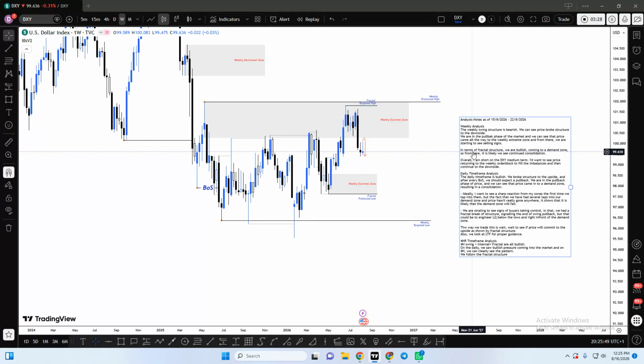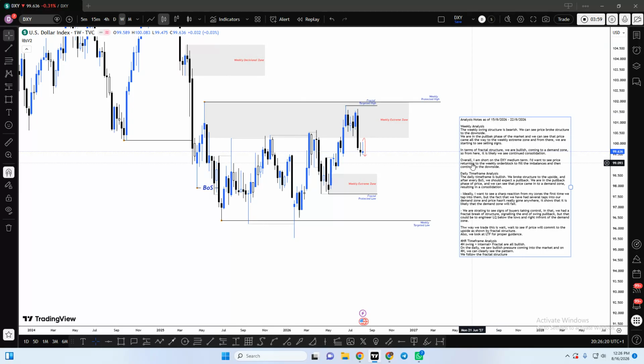So here I'm just saying in terms of fractal structure, we are bullish coming into a demand zone. So from here it is likely to see a continued consolidation. The reason I'm saying that is because we are kind of sandwiched between this zone, which is the supply zone, and this demand zone, which is not clear on the weekly time frame, but it will become more clear on the daily time frame.